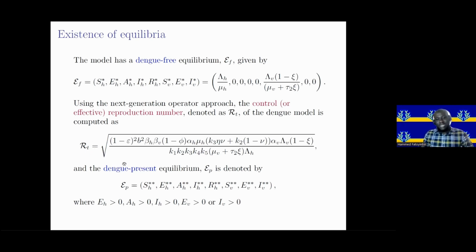The other equilibrium that we look into is the dengue present equilibrium, which is also known as the endemic equilibrium. In this case, the infected classes, that is the exposed, the asymptomatic and the infected classes, are greater than 0, and the same for the mosquitoes. In short, we represent EP as the dengue present equilibrium and EF as the dengue-free equilibrium.